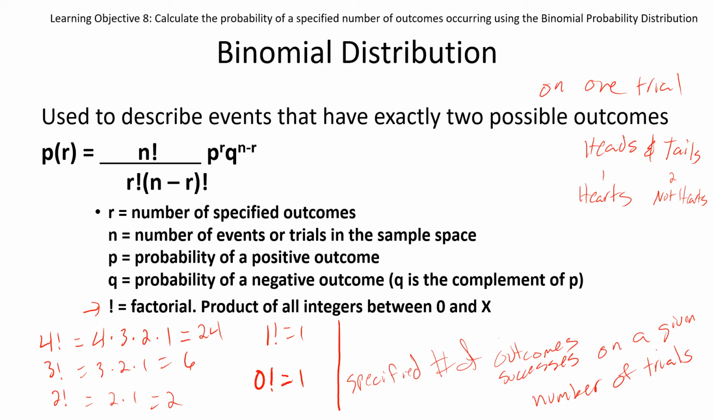I'm telling you right now, in here, we're never going to go over 4 factorial. So everything with factorial is actually on this slide. 4 factorial is 24, 3 factorial is 6, 2 factorial is 2, 1 factorial is 1, and 0 factorial is 1.